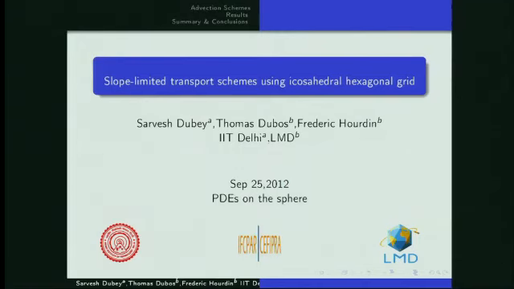Good morning, everyone. I will be talking about slope-limited transport schemes using icosahedral hexagonal grids. This work was supported by IPSIPAR, Interference Center for Advanced Research, and it was supervised by Thomas Dubose and Frederic Houdin.